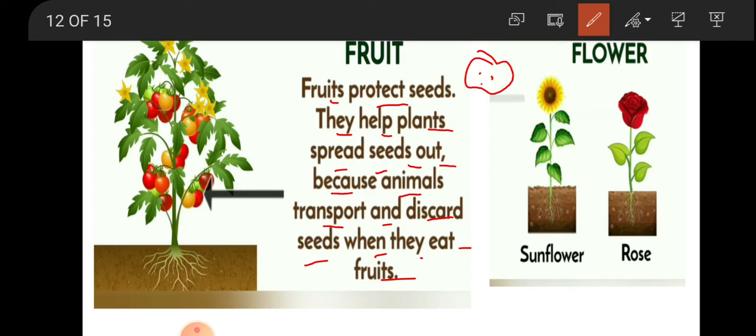Isn't it a wonderful work the nature is doing? Isn't it, children? Repeating, the fruits protect the seed. They help the plant to spread the seed out because the animals transport. Animals carry them, some things stick to the animals' bodies. Then when they move from one place to another, it drops from their body, and the new plant grows up. It goes like that. And they discard the seed when they eat the fruit.